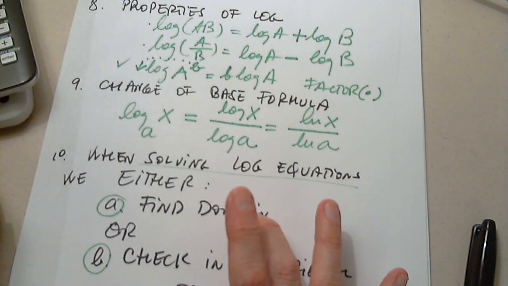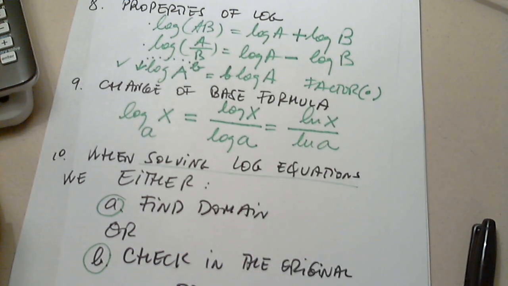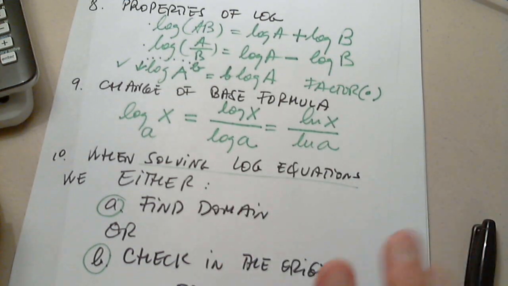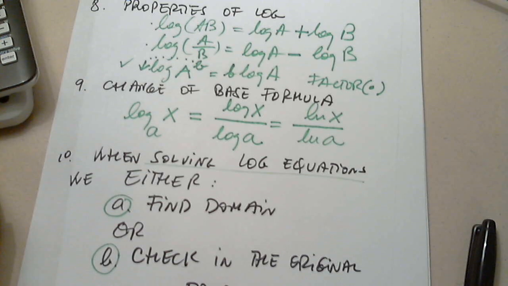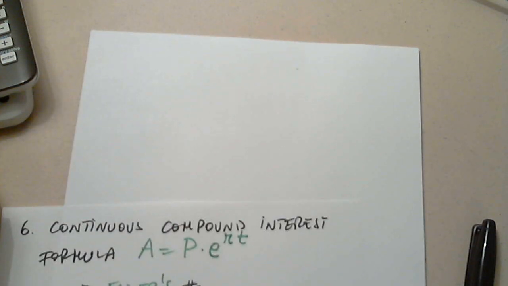You either find the domain and then you say, okay, whatever I got is in the domain, accepted. If it's not, not accepted. Or you check back in the original problem. And then you state it works or it doesn't. Good. Any questions? Any questions before we continue? Any questions for me?